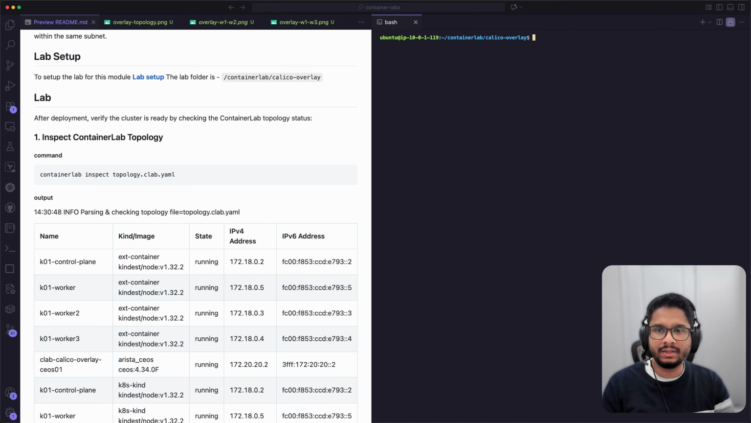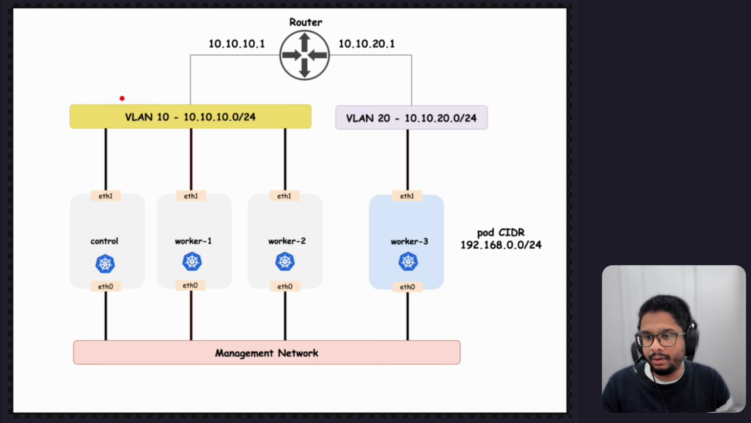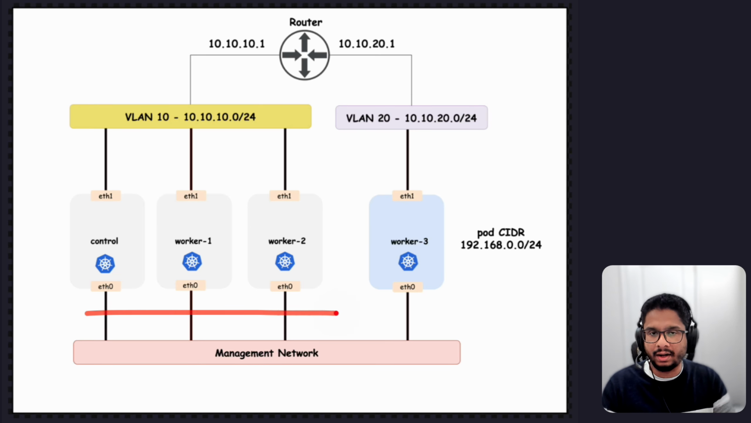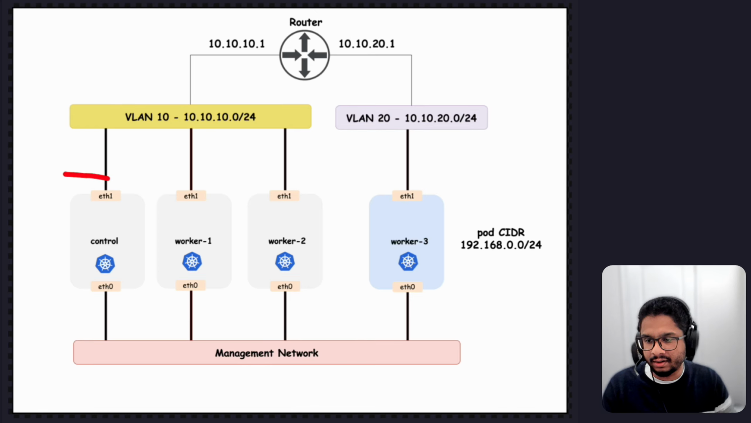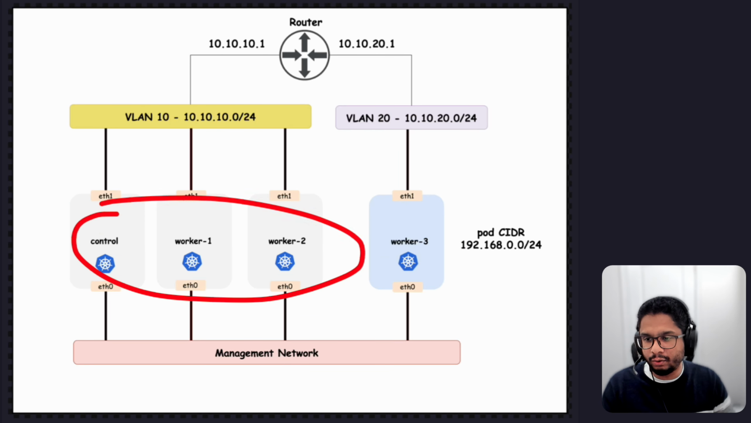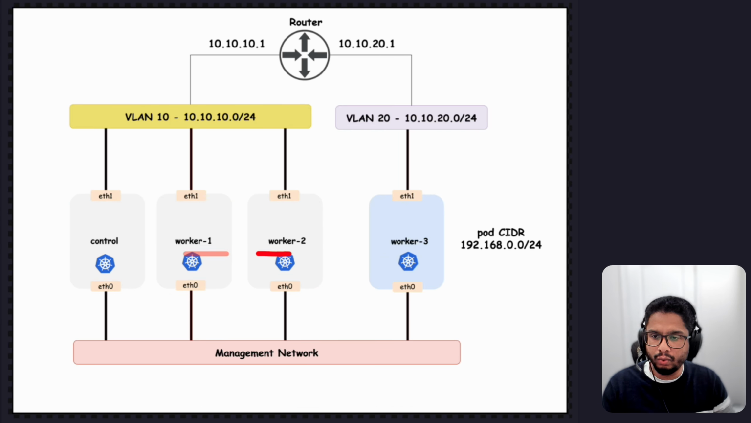Now, if you've been following this series in sequence, this lab is going to be a bit different to the previous labs that we've deployed. And that's because we are creating multiple network VLANs to simulate a scenario where the nodes in the cluster are in different network segments. Okay. So if you look at this topology, I have a kind cluster with 4 nodes, 1 control and 3 worker nodes. And 3 of these nodes, the control node as well as worker 1 and 2, are connected to VLAN 10, and that has a subnet of 10.10.10.0/24.